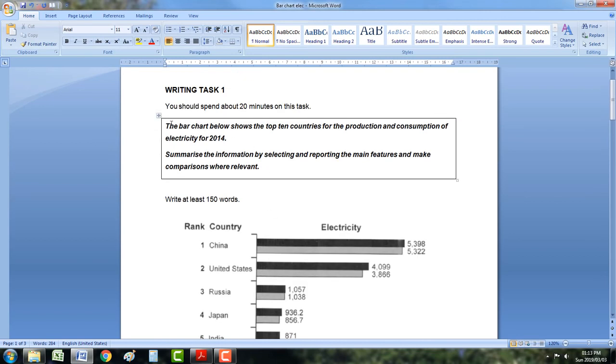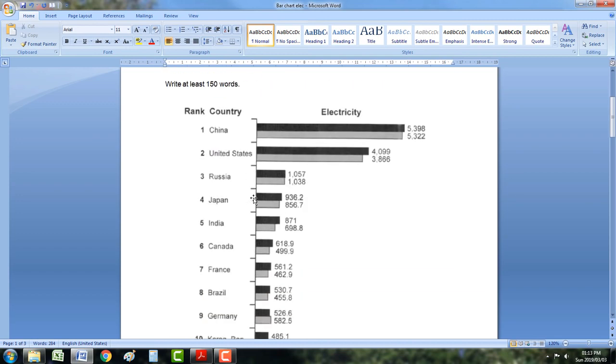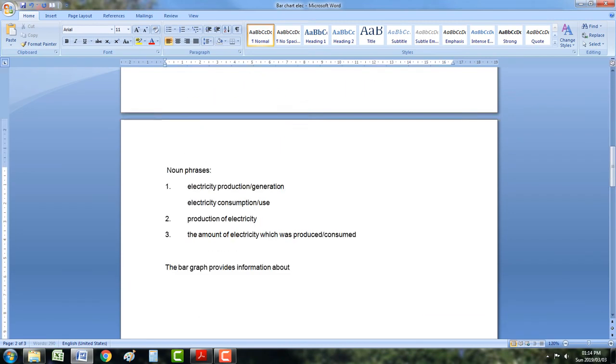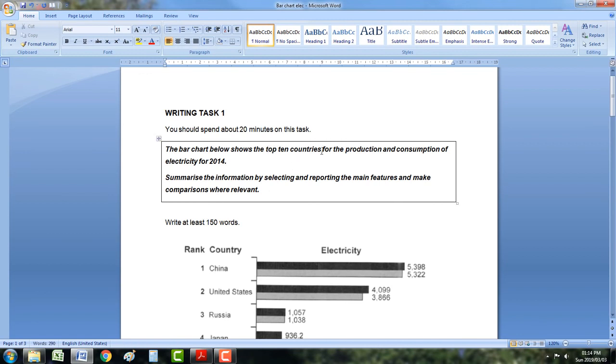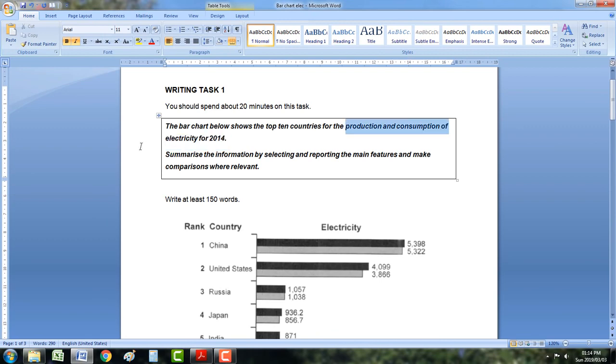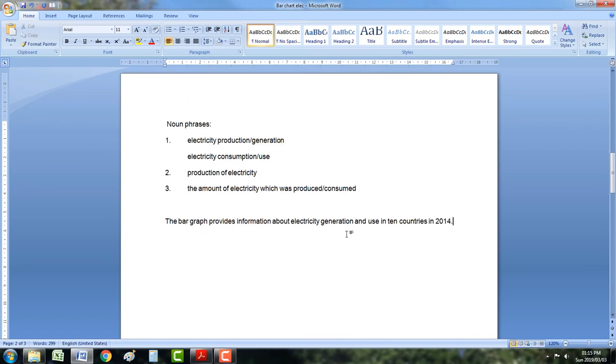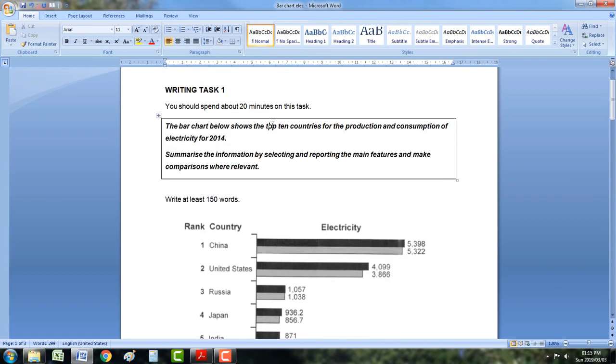Paraphrase. The bar chart below shows the bar graph. They don't say anything about data on or information on, so I'll add that in. The bar graph provides information about the top 10 countries for the production and consumption of electricity. Interesting. This is quite unusual. So this is noun phrase 2, so let's use noun phrase 1. So I just went noun phrase 1 here, electricity generation, electricity use in 10 countries in 2014. That's fine. You could go up a level and say something about the top 10.